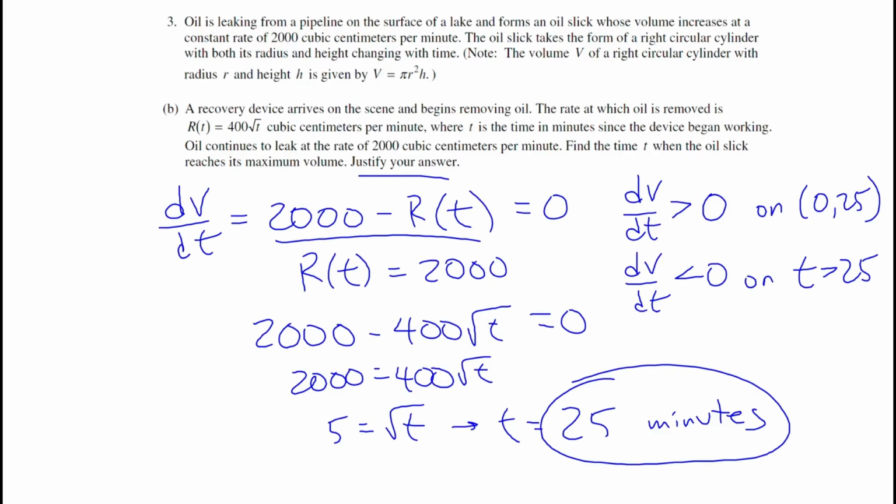And so that tells us that the max is at 25 minutes. And so a little statement that tells us that the rate was positive, then the rate was negative, and therefore the amount was at a max when it changed from a positive rate to a negative rate. And you got 3 points for that. 1 for setting r of t equal to 2,000, or just 2,000 minus r of t equal to 0 would work. 1 for the answer and 1 for the justification.